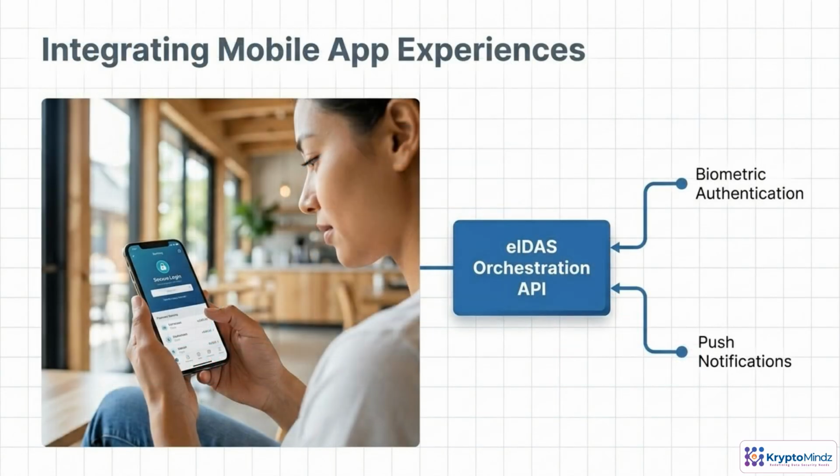In our banking use case, the mobile app is simply another channel plugging into the same eIDAS orchestration layer. Think of that orchestration API as the brain. The app calls it whenever we need a strong, compliant action: onboarding, step-up authentication, or qualified signing. On the device, the app can use biometrics to unlock the session and push notifications to confirm actions, while the orchestration API ensures the overall flow still meets eIDAS requirements.